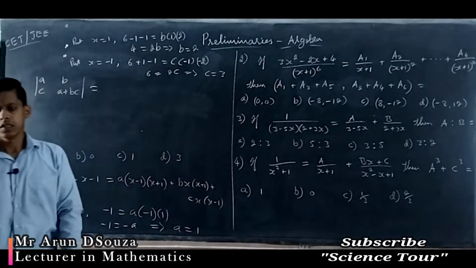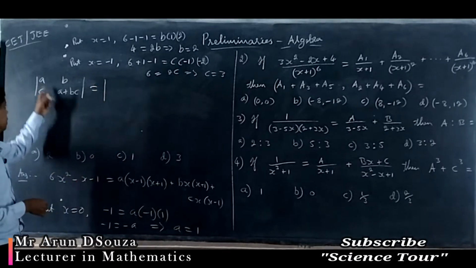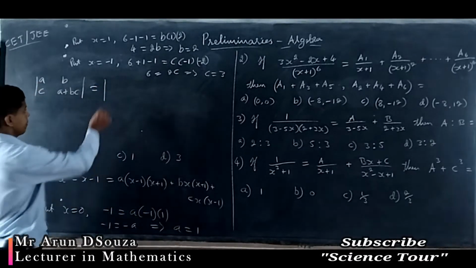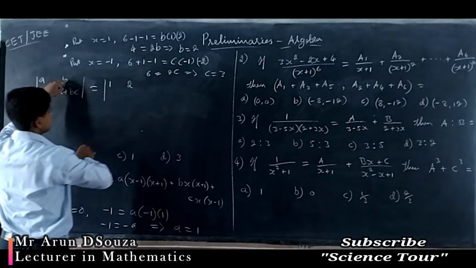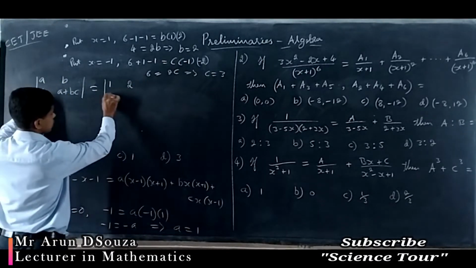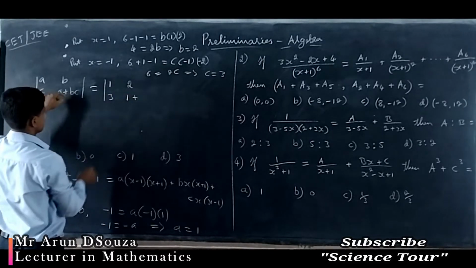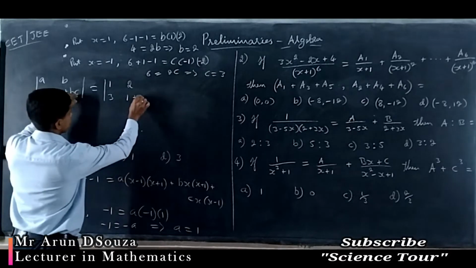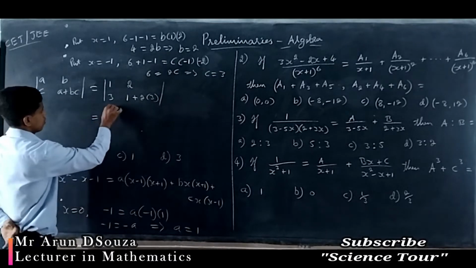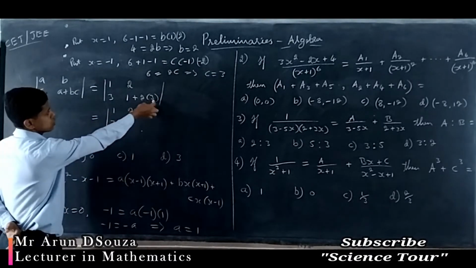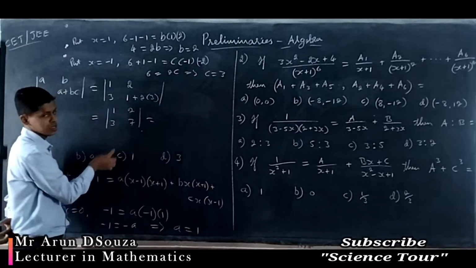Well, so substitute in the determinant. The value of A is 1, the value of B is 2, and C is 3, and A plus BC. So that is 2 into 3. Well, next 1 2 3, 2 into 3 is 6, 6 plus 1 is 7.